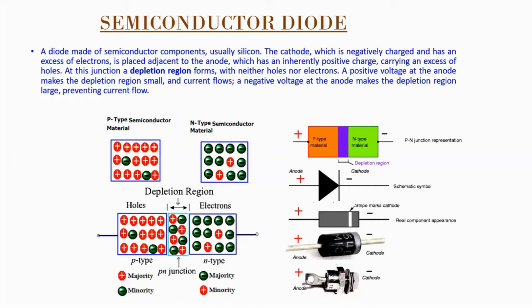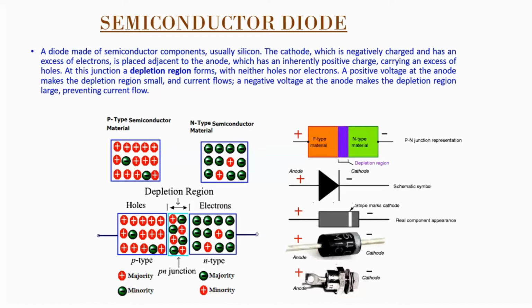On the right-hand side, you can find the symbols. You can draw it like this. How will you know which one is the cathode? There is a strip mark, a silver-colored marking or some sort of marking present, which represents the cathode side. Anode is positive, cathode is negative. That you have to remember.